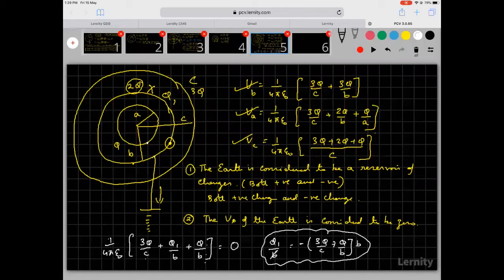That means initially the charge on this is q1, but the moment you earth it, its potential becomes 0. So when its potential becomes 0, negative charge from the earth comes here, so that the net charge on that is equal to some q1, which I found to be equal to minus 3q by c plus q by b into b. So the initial charge was 2q, the final charge is this much. I can find out q final minus q initial, which is the charge that came from the earth.